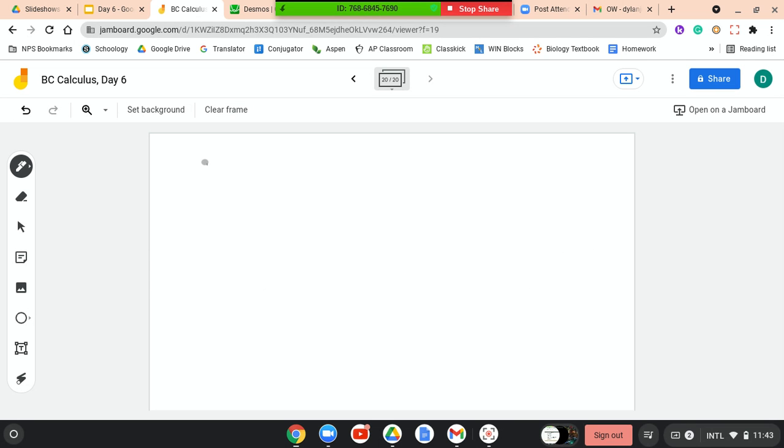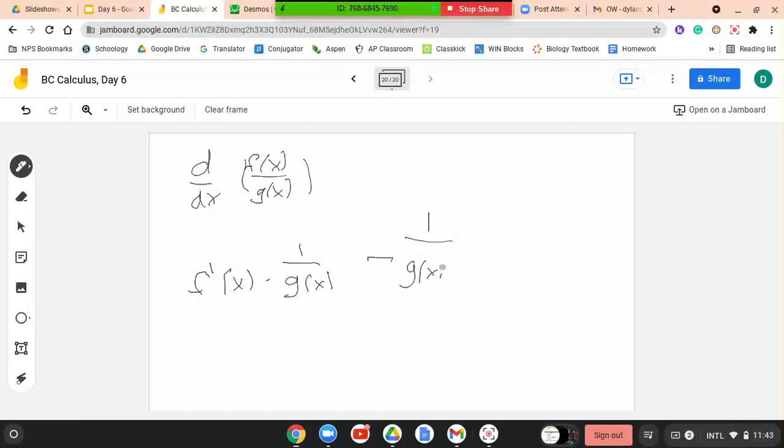So then the derivative of our original function, what we're at so far, is equal to f prime of x times 1 over g of x minus 1 over g of x squared times g prime of x times f of x. This is the last equation we had. Is it clear where these came from? Yeah, I think so. Okay.